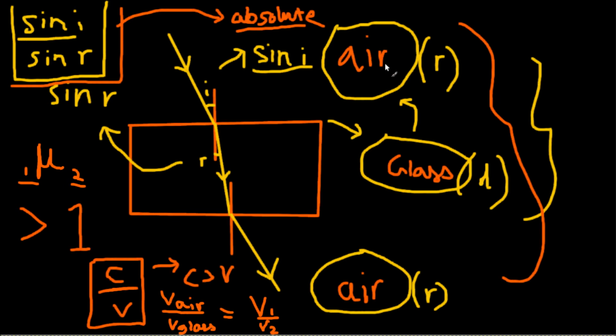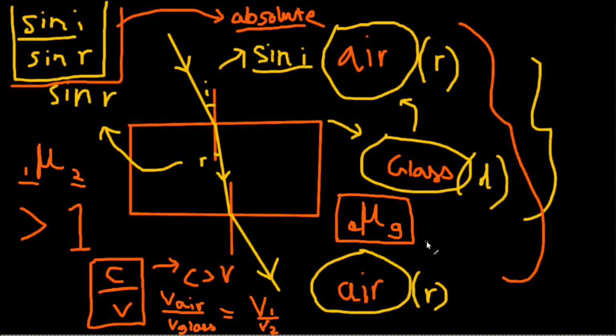So say from air to glass, we can write A over here because it's coming from air, and G over here because it's going to glass. So this is how you write the refractive index of glass with respect to air. And remember that any refractive index with respect to air or vacuum is always the absolute refractive index.